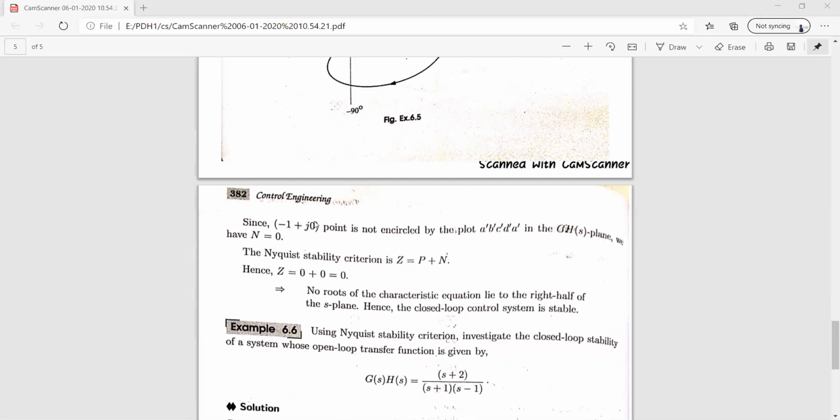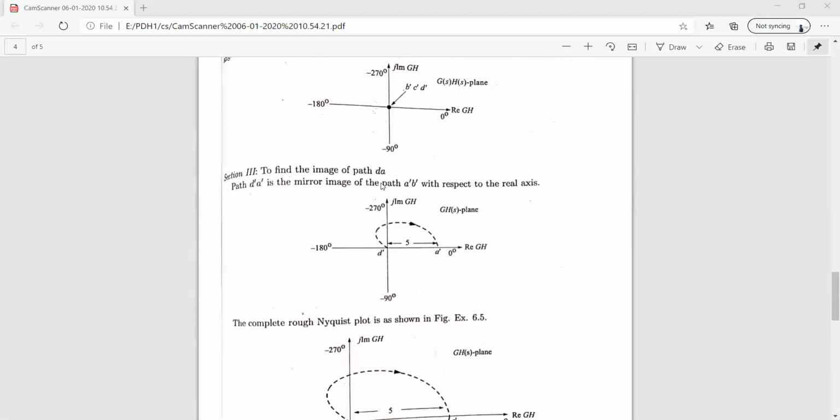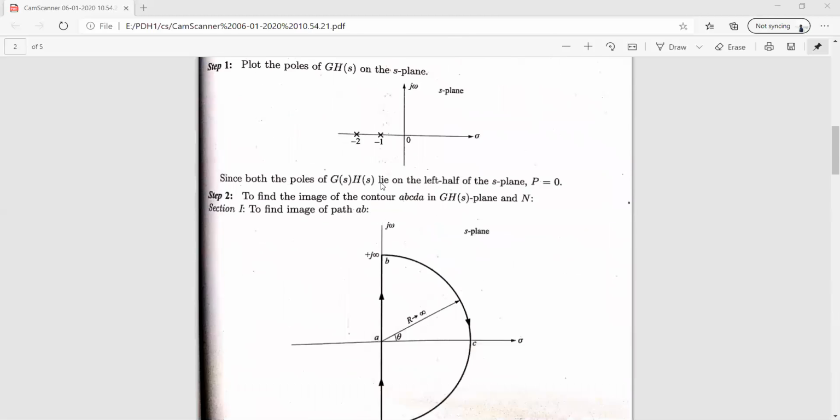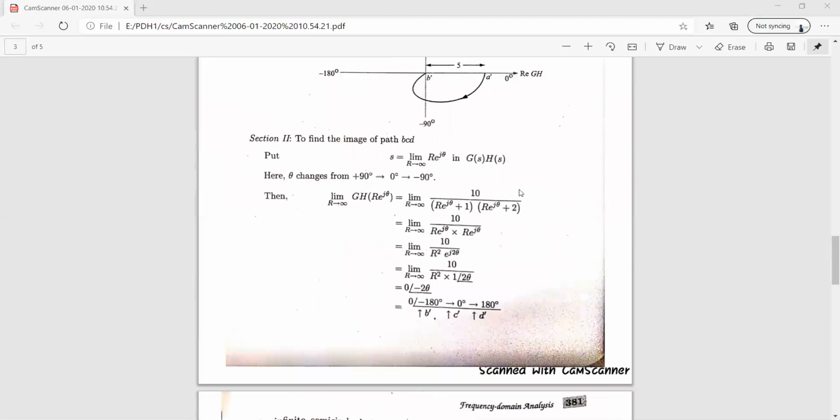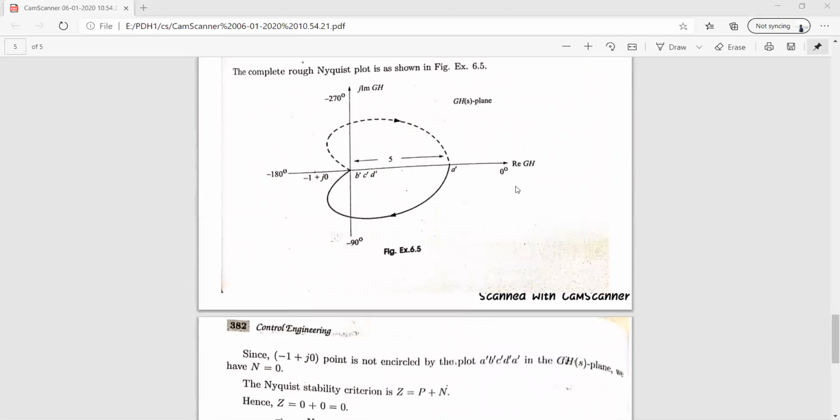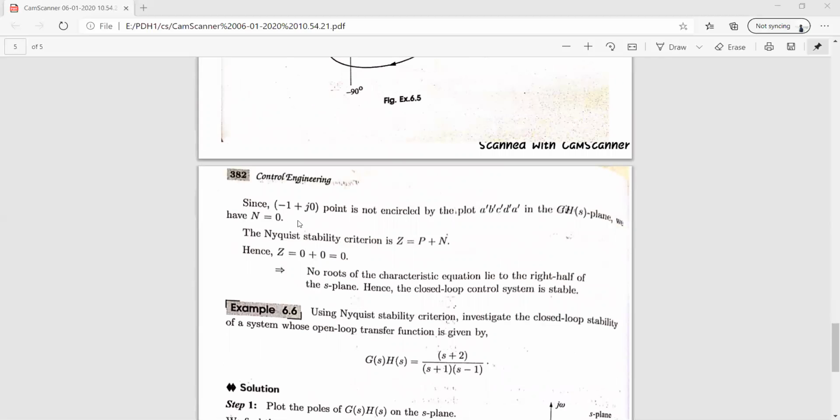We have found P also initially, in the first step. You can see here what the value of P is. The P value is 0, meaning no poles on the right hand side of the s plane. So we got P value as 0 as well as N value also 0. Now to find the stability of a system using the Nyquist criterion, we have the condition Z equal to P plus N. Substitute the values of P and N here. P is 0 and N is also 0. So therefore Z is 0.